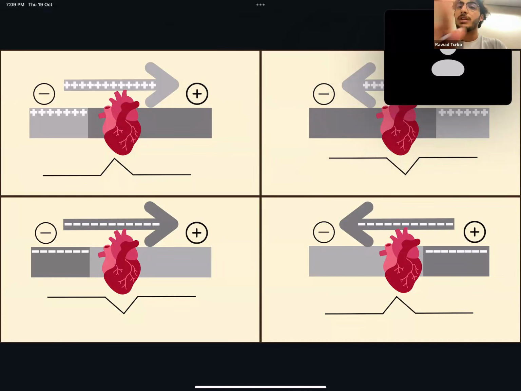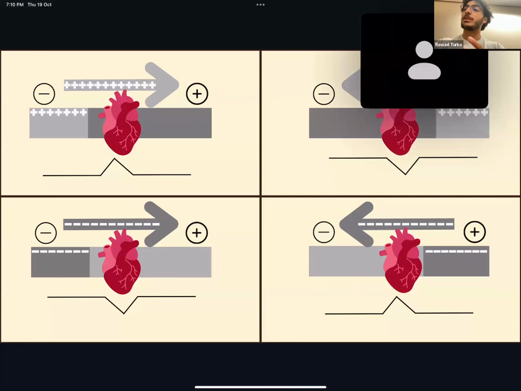Okay, so look at the top left corner of the screen. You see that's exactly what we just described. We see a depolarization moving towards the positive electrode. And if you look right below the diagram, you see a positive deflection. Okay, so that's what it would look like on an ECG. Now look at the one beneath it, still bottom left. Now we see a repolarization. A repolarization, again, like one of the students mentioned here, is relaxation. So a repolarization moving towards the positive electrode would give you a negative deflection.